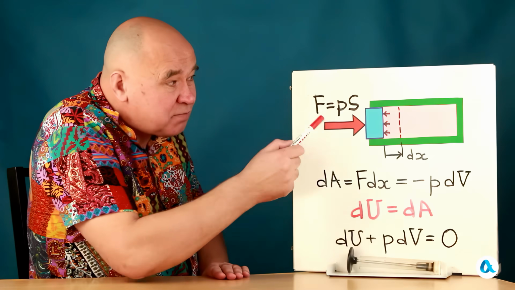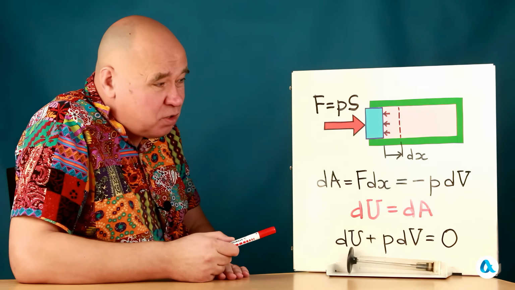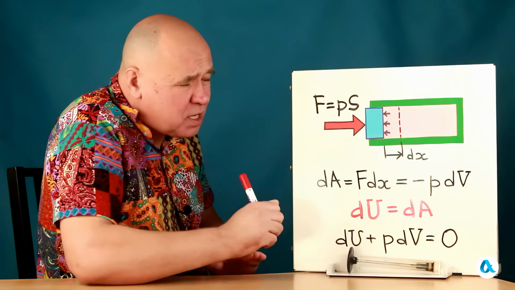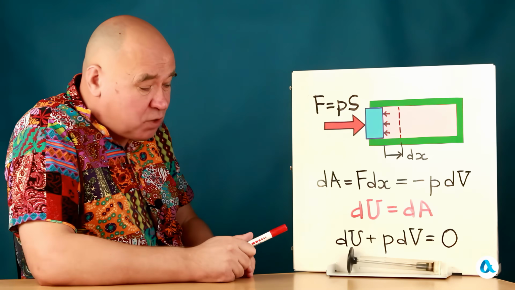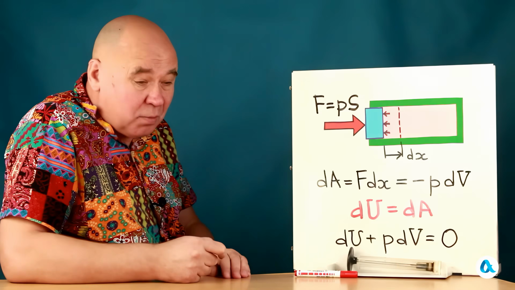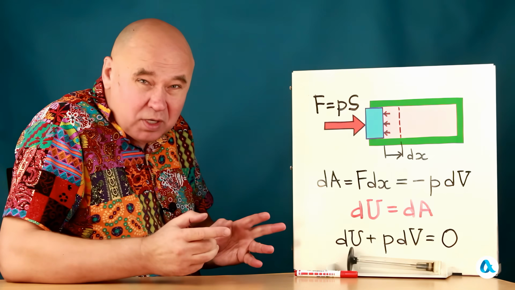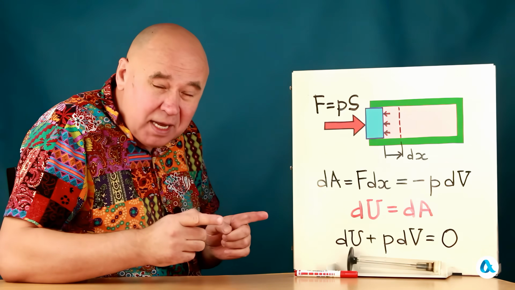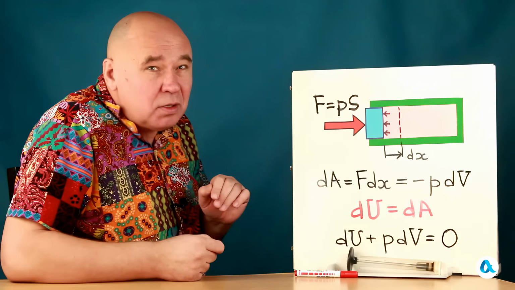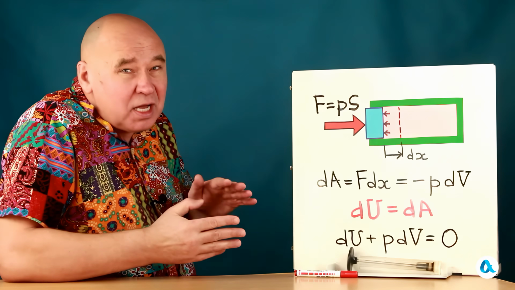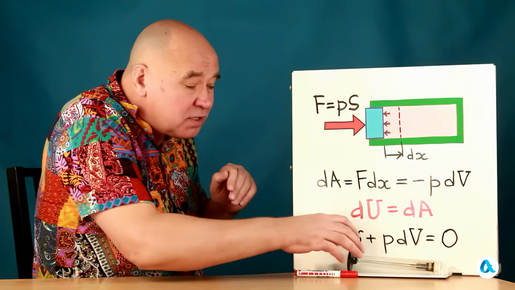But if instead of F we substitute P times S, then S dx will be the change in volume. However, we need to put a minus sign here, because when we move the piston, we decrease the volume, not increase it. Now the most important thing, why is our process adiabatic? What does this word mean? It means that the gas inside, specifically the air located directly under the piston, does not exchange any significant heat through its surrounding walls with the external outside world.